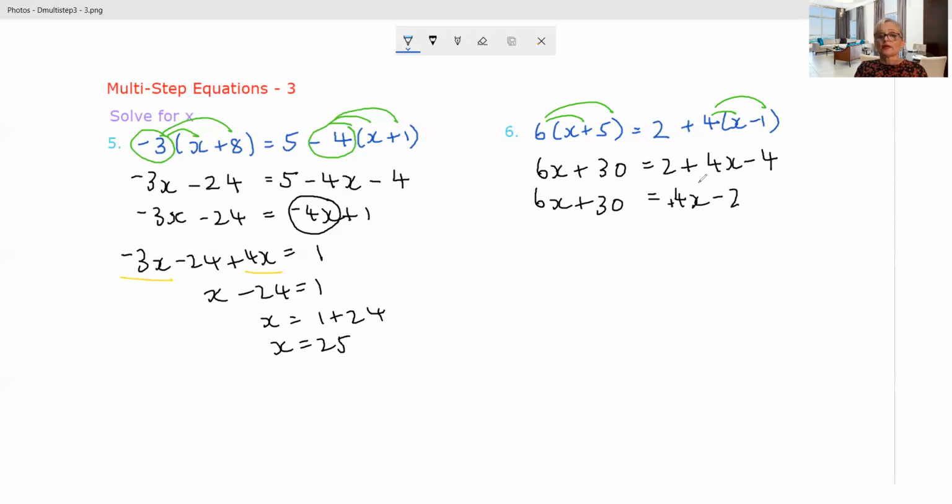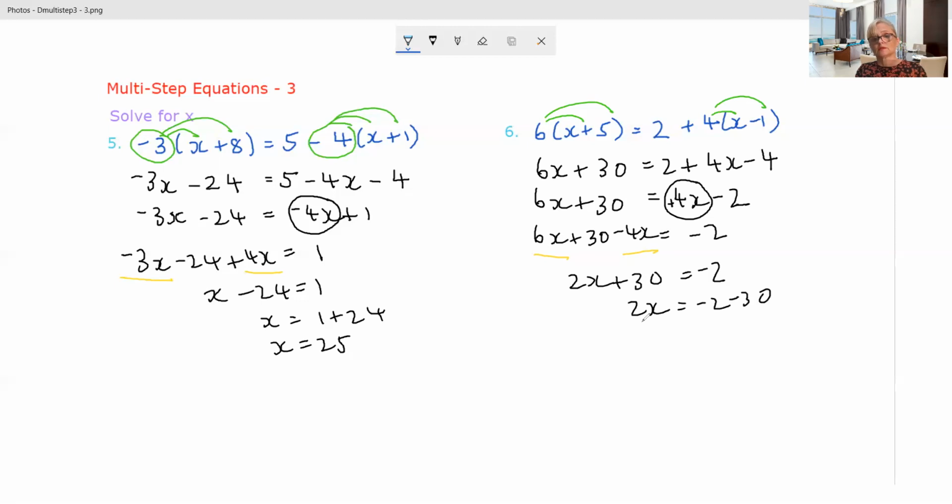Now that's a plus 4x, so to get rid of it, we're going to subtract it from both sides. So we get negative 2, 6x minus 4x is 2x. Get rid of our plus 30 by subtracting 30. And get rid of our multiplication by 2 by dividing by 2. And we get x is negative 16. We should be able to check that that works, and it does.